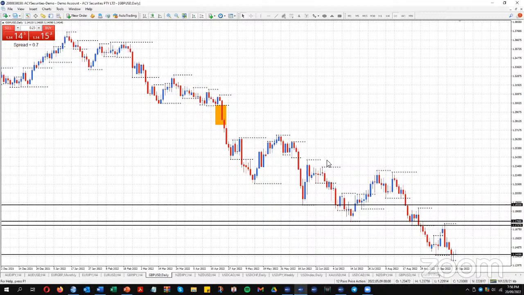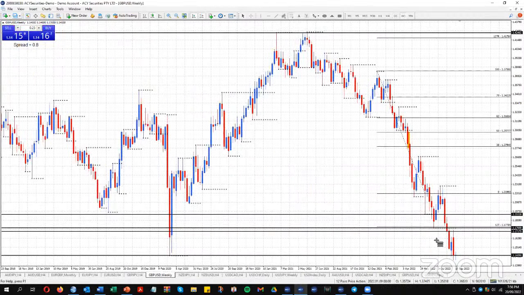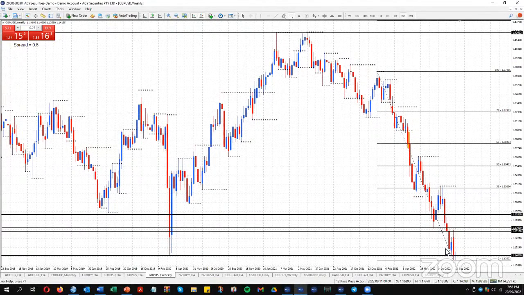All right. So it wouldn't surprise me for us to get support here and come all the way back up and fill this imbalance, which is a long way up. And where would that be with my yearly range? Well, the start of it is around about the 62% level here. Okay.